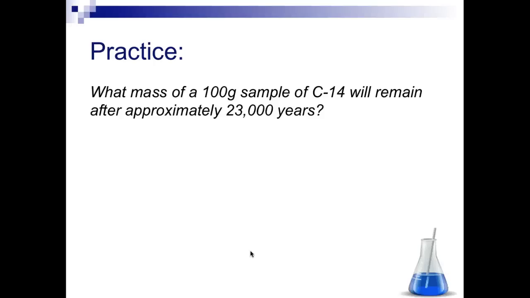Great, what did you come up with? You should have figured out that this is an amount remaining problem, and so you would use that part of your notes to help you figure this out. The first thing you're going to want to do, this is a two-step problem, is figure out how long 1 half-life of carbon-14 is. 1 half-life of carbon-14 is 5,730 years.